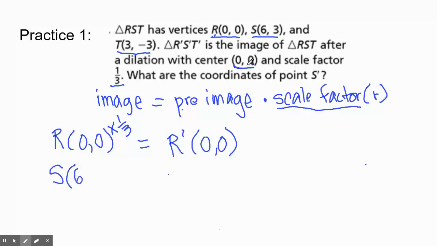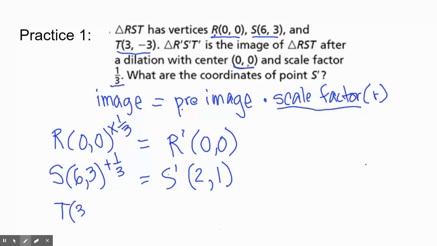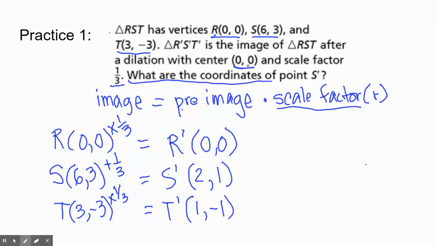We have S is at 6, 3. So we're going to take 1/3 of each of those coordinates, multiply by 1/3. Our S prime, 1/3 of 6 is 2, and 1/3 of 3 is 1. And our last coordinate of T, we are at 3, negative 3. And we're going to multiply that by 1/3. So our T prime, 1/3 of 3 is 1. 1/3 of negative 3 is negative 1. That's it. This is our solution. It's asking for the coordinates. You have found the coordinates. That's it.